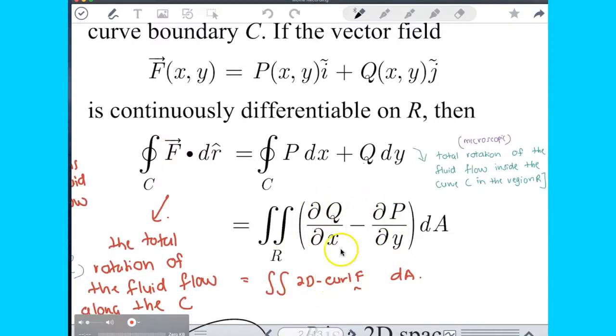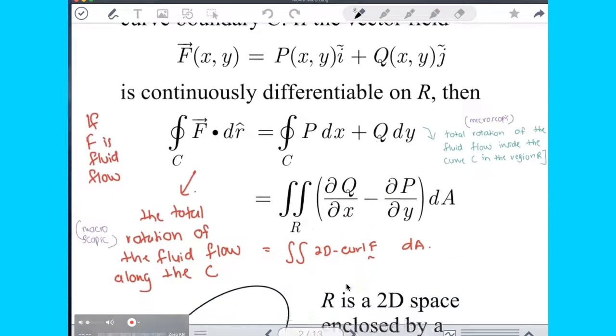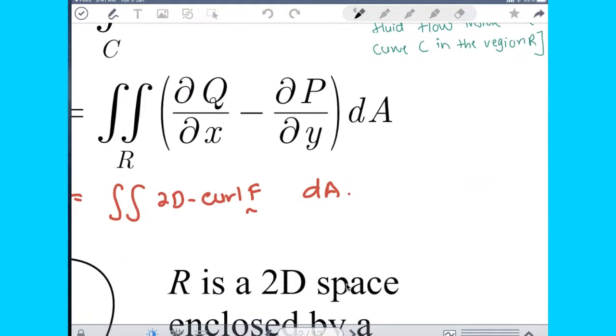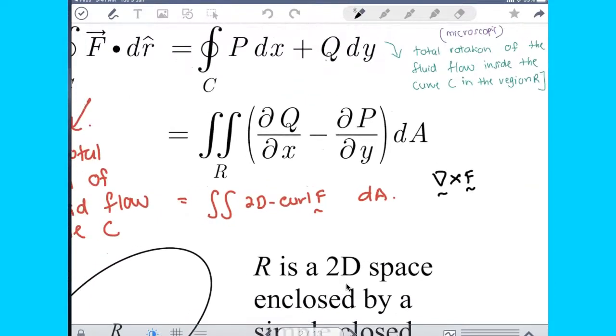So this one is actually the 2D curl f, which means, what is the meaning of 2D curl f? You are given an f, but your f is only i and j. So when you do the curl of that particular vector function with only i and j, you will get only the k.